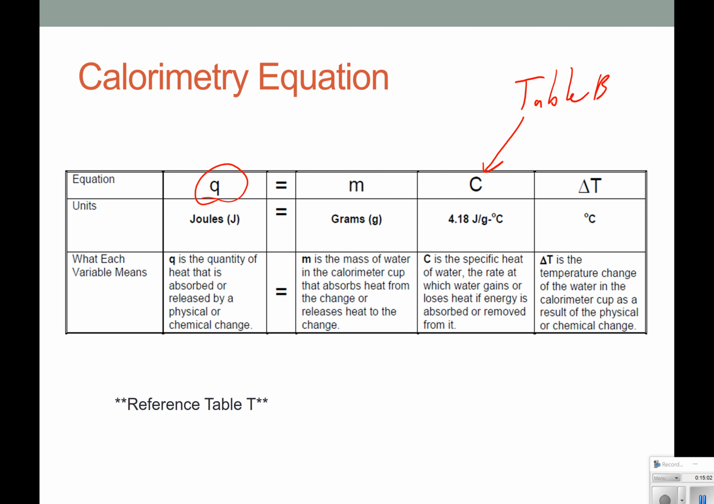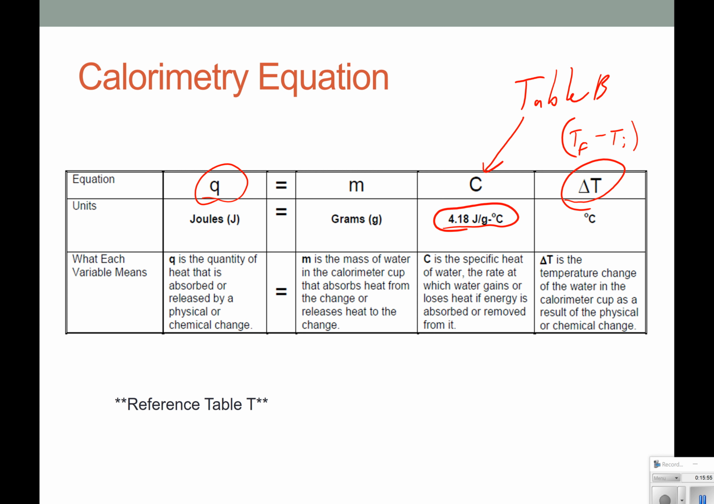The Q value is our heat value, or energy value, which is measured in the unit of joules, and it's how much heat is absorbed or released by whatever physical or chemical change we're looking at. m is the mass of water, and this we need to know specifically so we can figure out how much energy is being absorbed or released by using the specific heat capacity. So we need to know the exact mass of the water that surrounds our chemical or physical change. The change in temperature, which is the final temperature minus the initial temperature, is the temperature change of the water in the calorimeter cup that comes about as a result of the physical or chemical change.